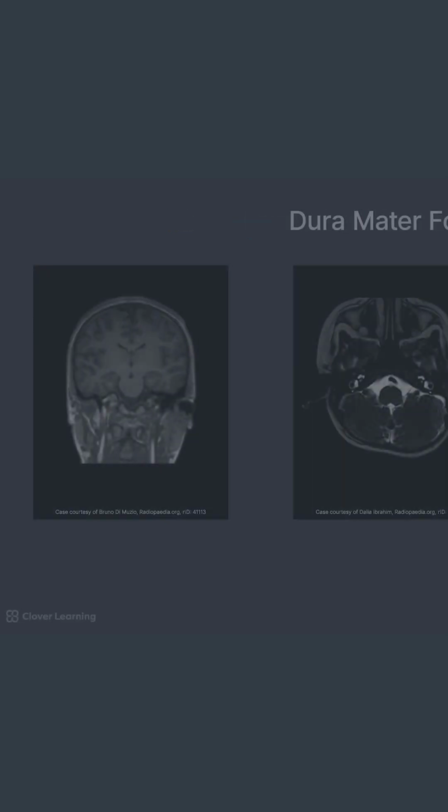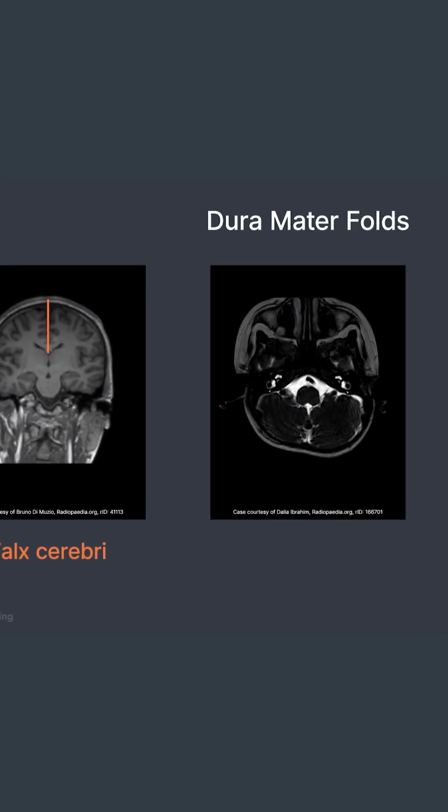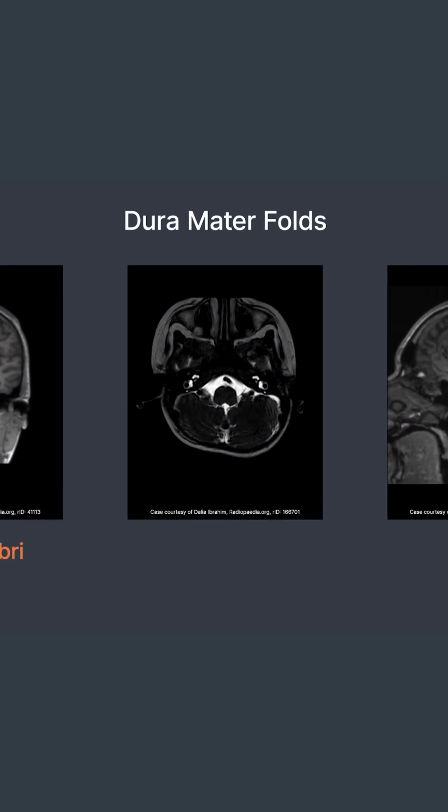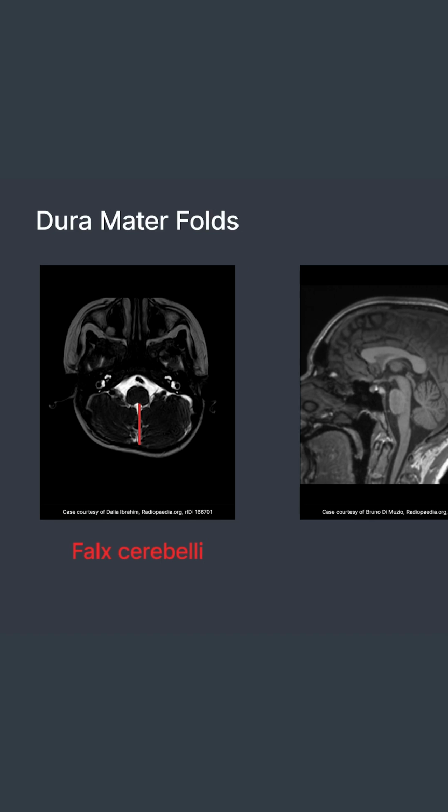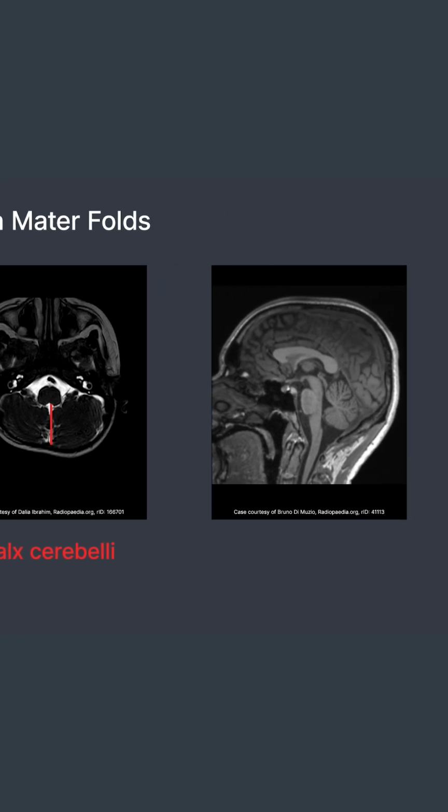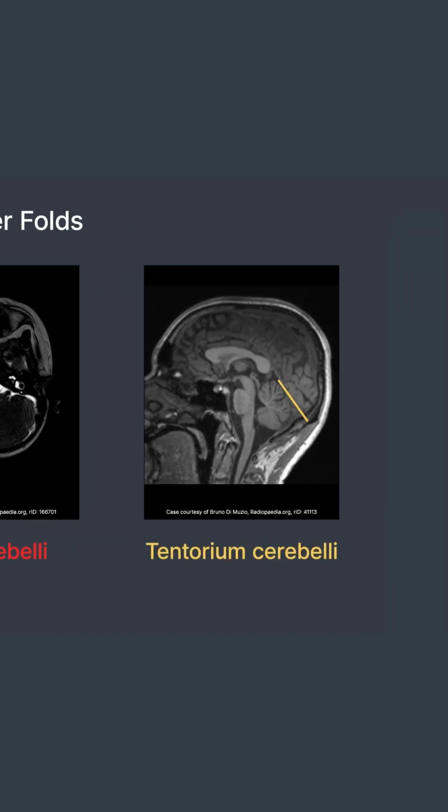The falx cerebri is a fold of dura located in between the cerebral hemispheres. The falx cerebelli is a fold of dura mater located between the cerebral hemispheres. The tentorium cerebelli lies between the cerebrum and cerebellum. Finally, the diaphragma sella covers the roof of the sella turcica and covers the pituitary gland.